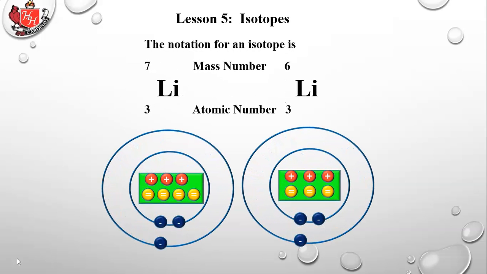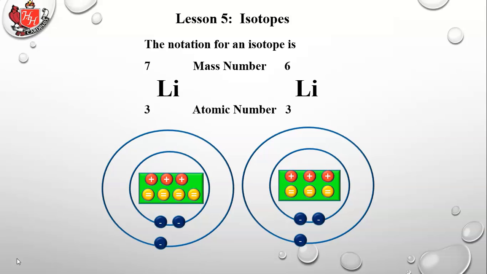The notation for an isotope is shown there. You have the atomic symbol, and then up above you have the mass number. Down below you have the atomic number, and we're going to define those here coming up very shortly.